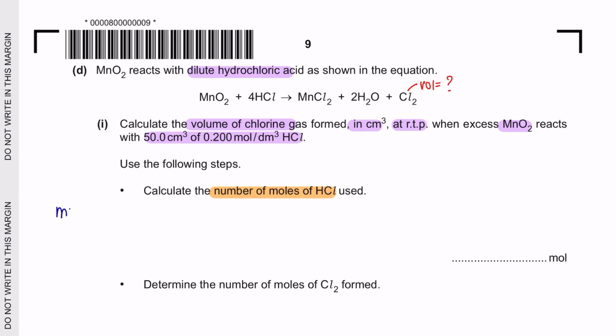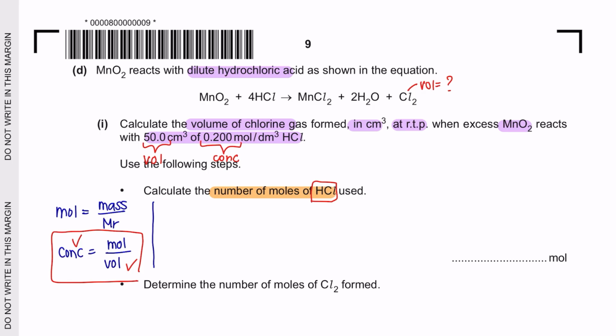So there are 2 formulas to calculate the number of mole. The first one is mass over relative atomic mass, and the second one comes from the formula of concentration equal to mole over volume. Since we are looking to find mole of HCl, we are given concentration of HCl and volume of HCl. So this is the formula that we are going to use. Rearranging this formula, it will be concentration multiplied by volume.